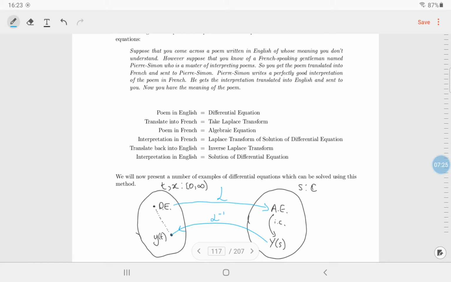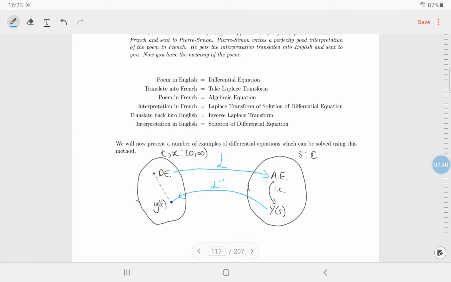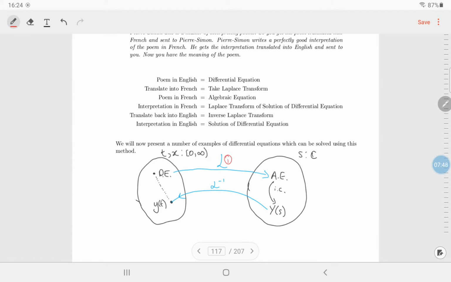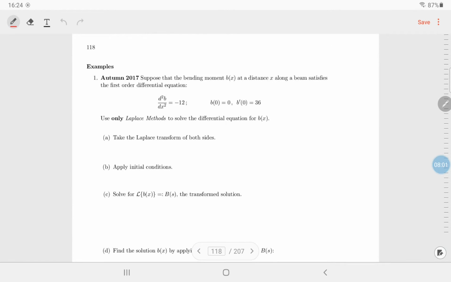So you get the poem translated into French and sent to Pierre Simon. Pierre Simon writes a perfectly good interpretation of the poem in French. That's the big Y of S. And then he gets it translated back into English and sent to you. And that's how it works. So you want to understand this big picture. In terms of the steps, first step is the Laplace transform. Second step is the initial conditions. Third step is solve the algebra equation. And the fourth step is sending back. Okay, and I think we'll do an example or two.